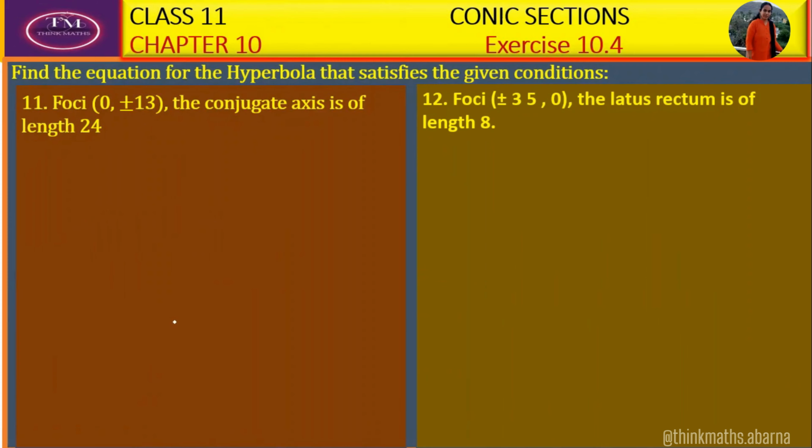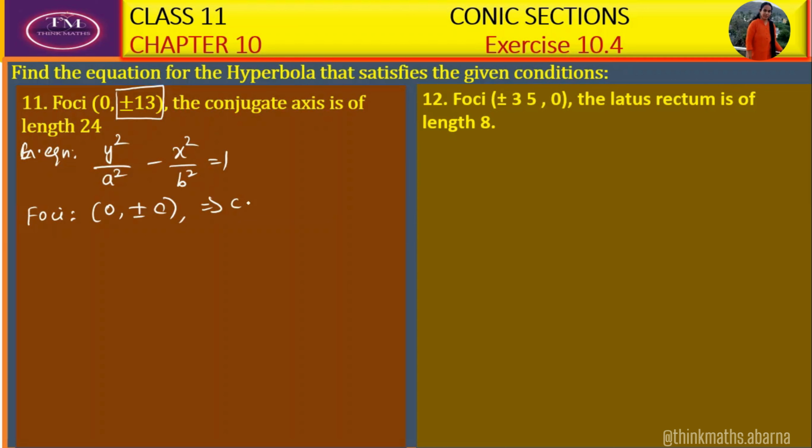11th one. Foci and conjugate axis is given. So the foci is in y-axis, 0 comma y. Conjugate axis is given. Conjugate axis is 2b. So here the general equation will be, as it is in y-axis, we start with y square: y square by a square minus x square by b square equal to 1. This is the general equation. Foci is given. So what is the foci for this in general? It is 0 comma plus or minus c.